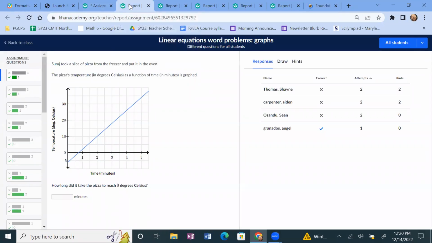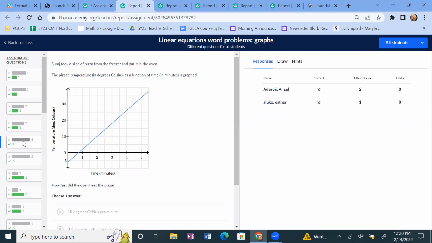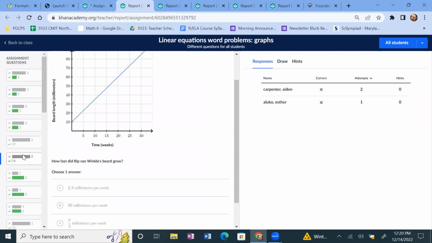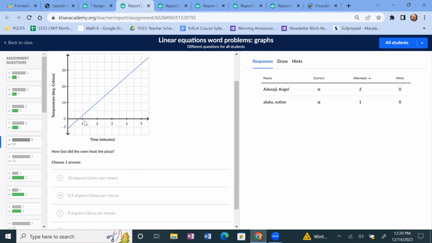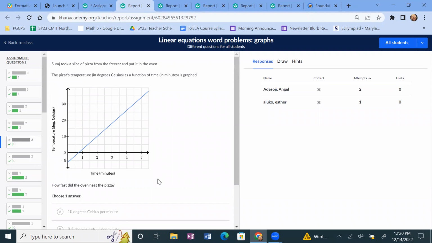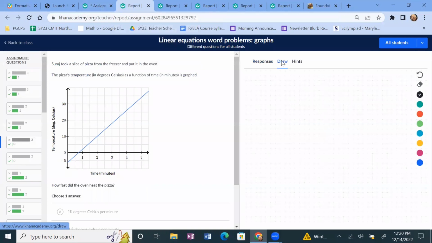All right, so let's really dig in. Let's look at this one here, which no one got right. Two people tried, and let's not see who those two people were, but it's all right. They're going to get it, right? So, Suraj took a slice of pizza from the freezer and put it in the oven. The pizza's temperature in degrees Celsius as a function of time in minutes is graphed. How fast did the oven heat the pizza?